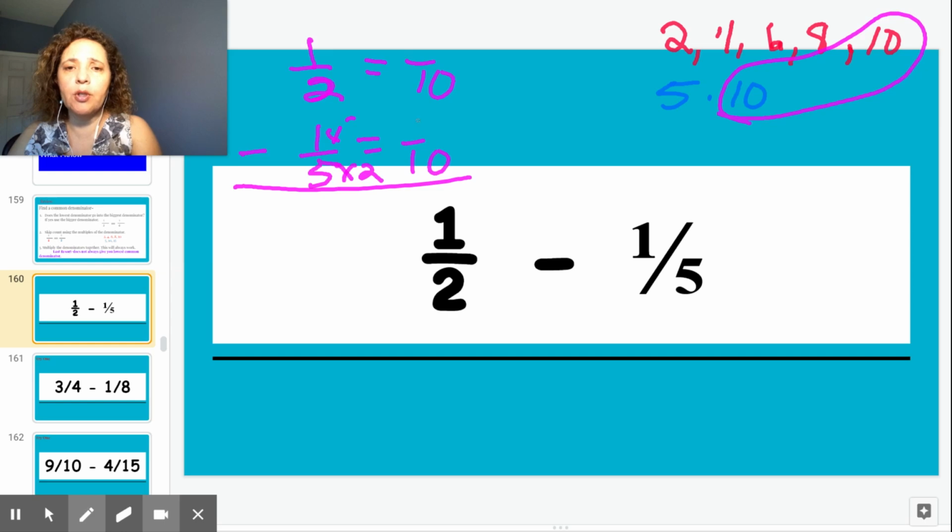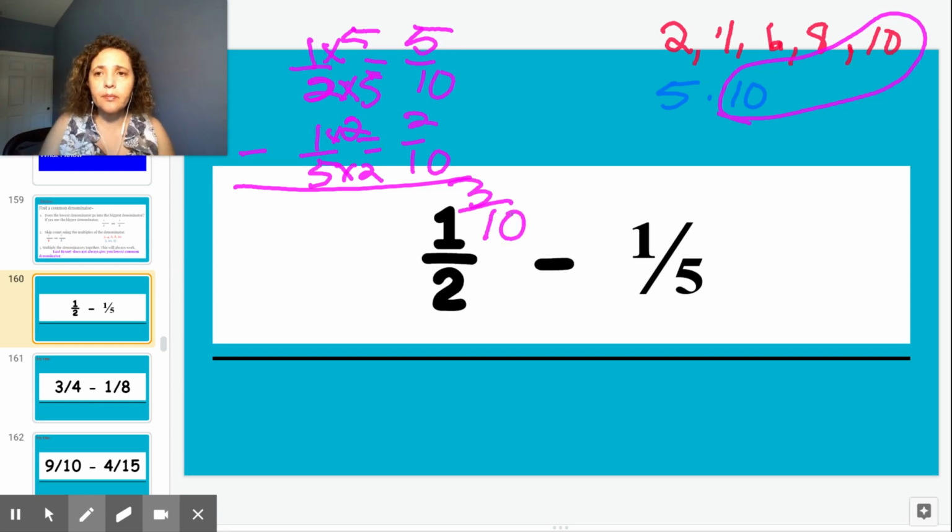1 times 2 is 2. Now I'm going to do the same thing to my 1/2. 2 times what is 10? 2 times 5, right? 1, 2, 3, 4, 5 times. So I'm going to multiply the bottom by 5, which means I multiply the top by 5. 1 times 5 is 5. And then I just simply subtract. 5 take away 2 is 3. So my answer is 3/10. So see, just like addition, except we're subtracting.